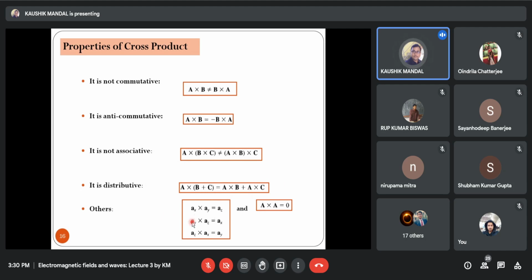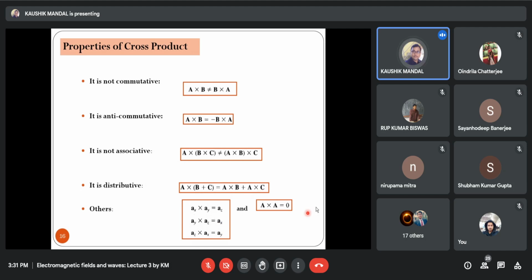It is very important to consider the cross product between the unit vectors along the corresponding coordinate axes. Ax cross Ay means the cross product between the unit vector along the x-axis and the one along the y-axis. You are curling from x to y, so it will move in the positive z direction, that is az. Similarly, if you curl from y to z, it will move towards the x-axis. And if you curl from z to x, it will move towards the y-axis, so it will be ay.